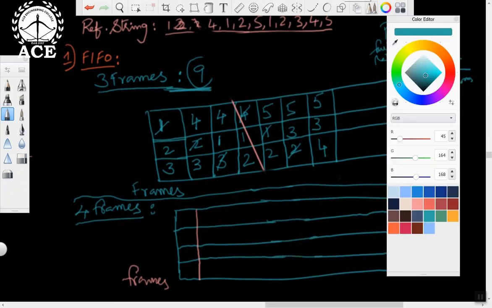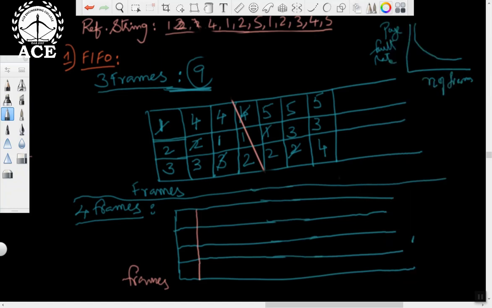Okay, so let's trace. Ready? Let's start with 4 frames. Meanwhile, I would suggest instead of me doing it, you can also do it by taking a paper. These are page numbers 1, 2, 3, 1, 2, 3, 4, 1, 2, 5, like that. So let's start. 1, 2, 3, 4. None of them are present, so directly I will write 1, 2, 3, 4. 4 page faults. I will load 1, 2, 3, 4.